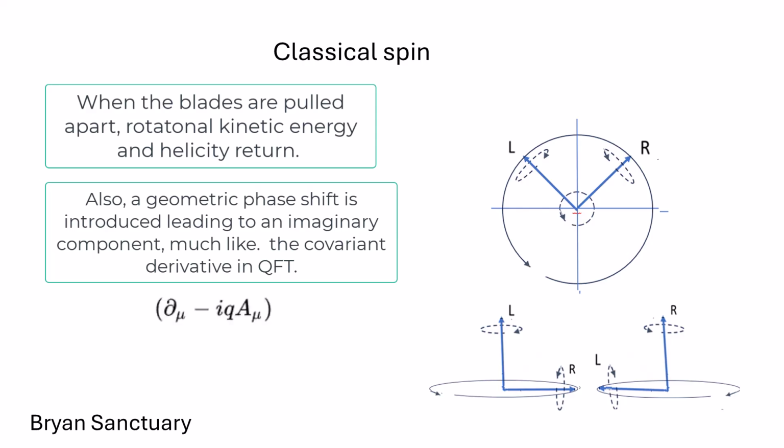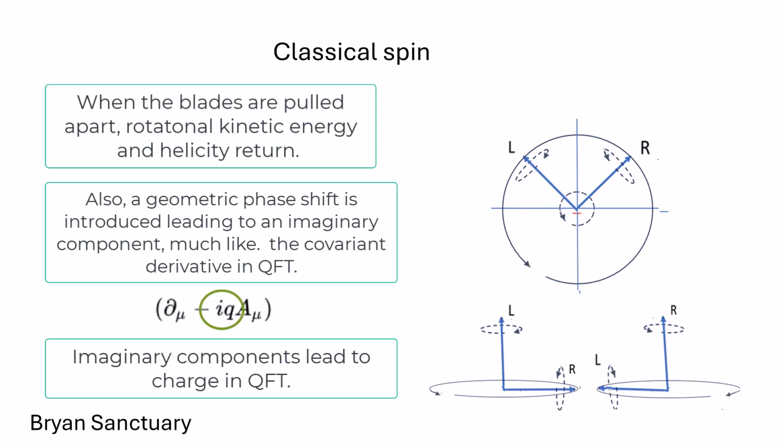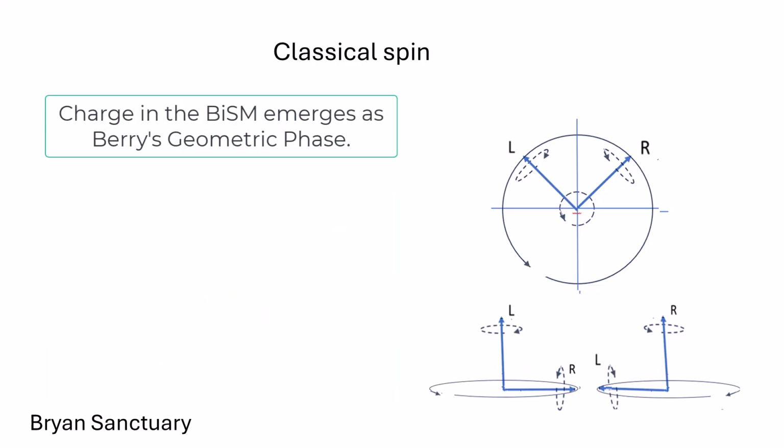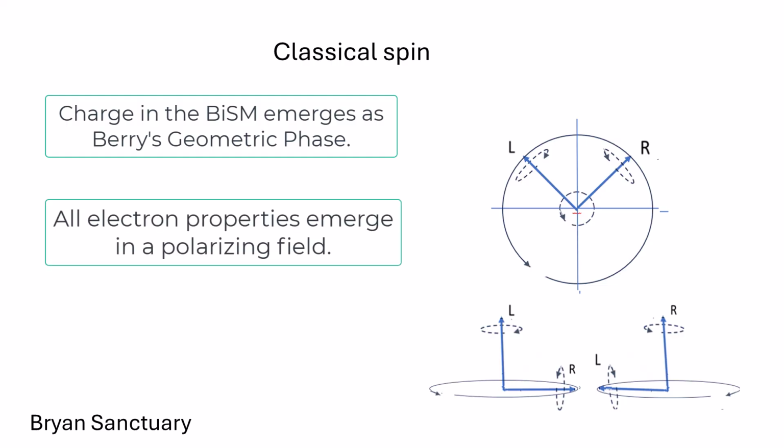This is like the covariant derivative in quantum field theory, which is complex. Complex indicates charge. This is an example of Berry's geometric phase. Charge and kinetic energy emerge in a field, and the chirality of the leading blade is opposite to the helicity.